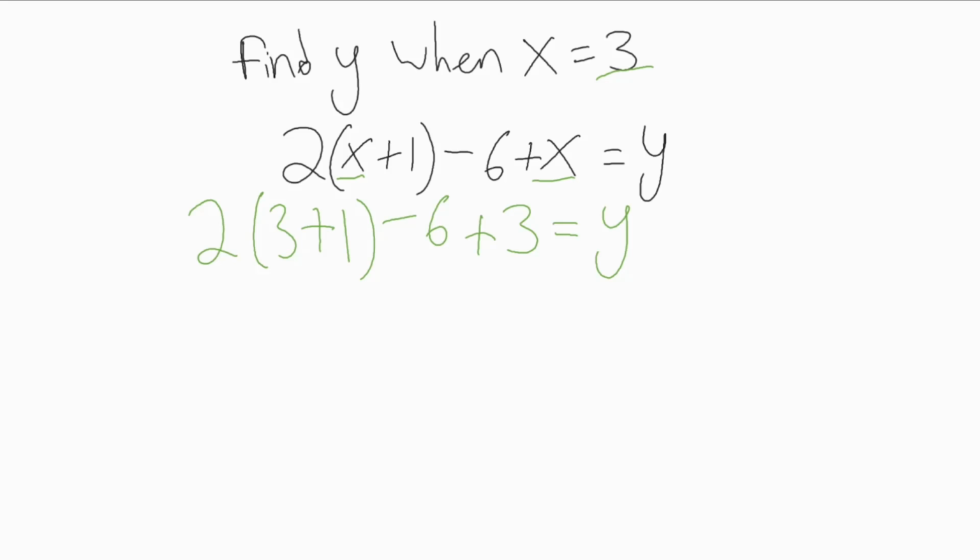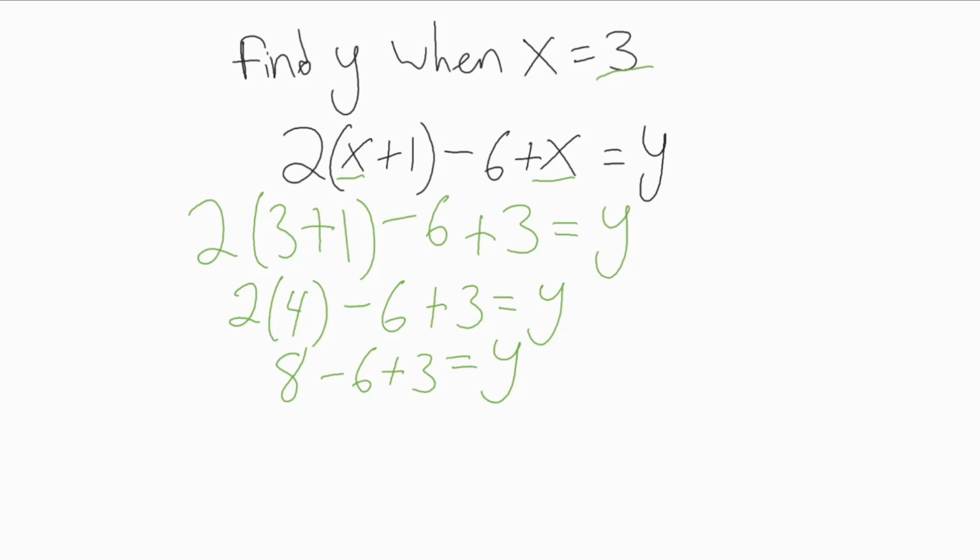Now we just need to simplify that left-hand side. Remember our PEMDAS, we have 2 times 4, because parentheses comes first, - 6 + 3 = y. 2 times 4 gives me 8. Then we have our - 6 + 3 = y. 8 - 6 gives me 2. And then 2 + 3 gives me 5. So when our value for x is 3, our y is going to be 5.